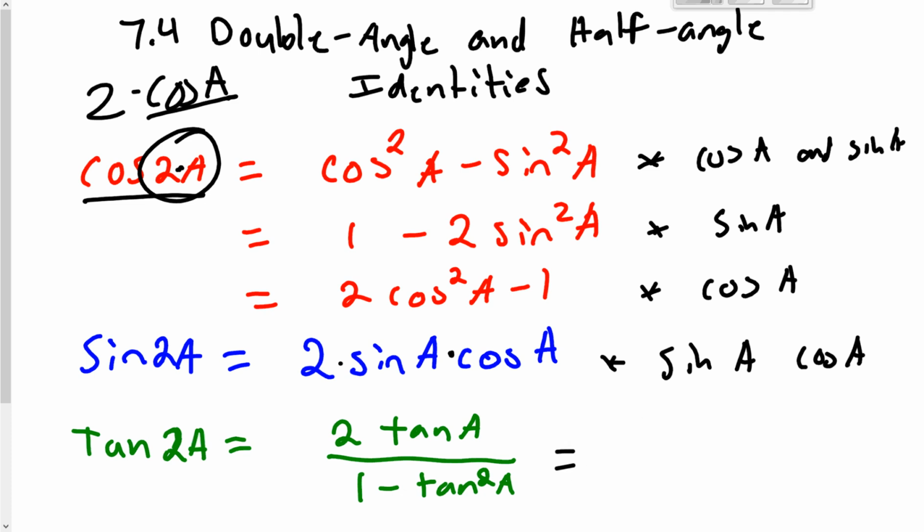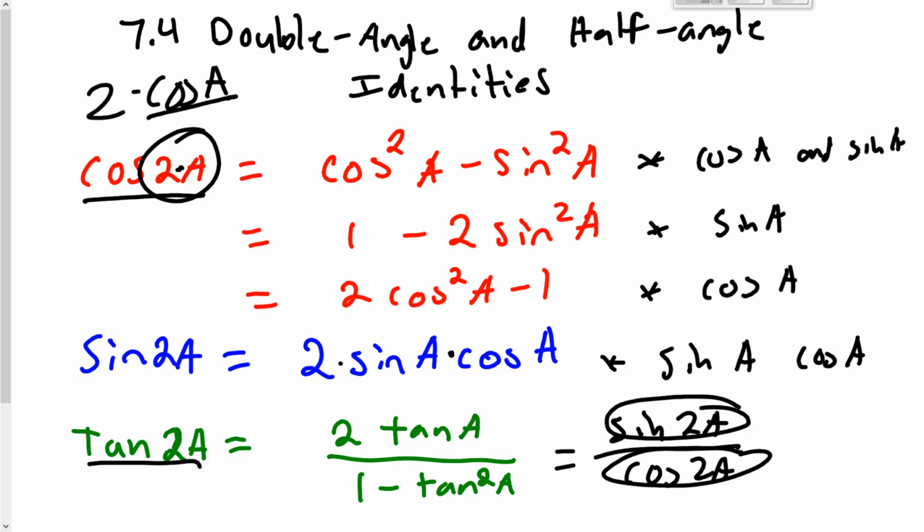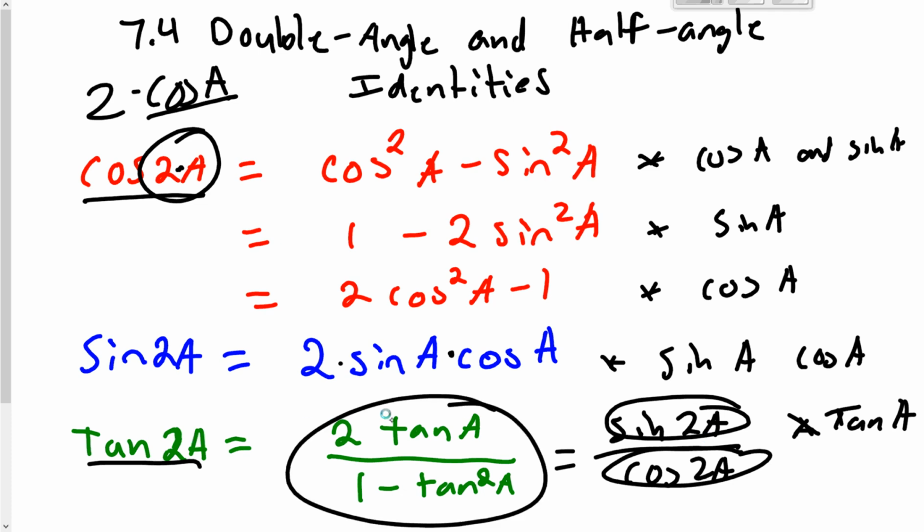This one can be nice because you can actually use this formula. So tangent of 2 times A is the same as sine of 2A over cosine of 2A. So if you figure out these two, sine of 2A and cosine of 2A, then you can figure out tan of 2A. If not, you would have to find tangent of A. So you have to find tan of A in order to use this formula right here. Okay, but if you know sine of 2A and cosine of 2A, then you can use the quotient identity for tangent, right? Tangent is sine over cosine.